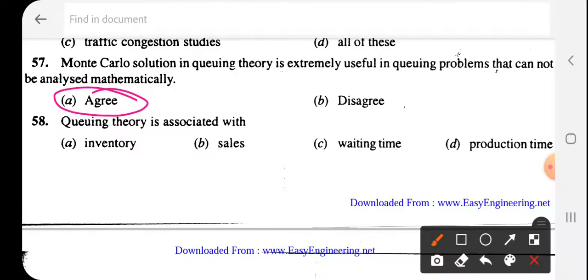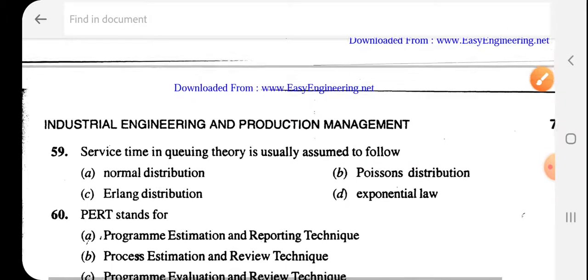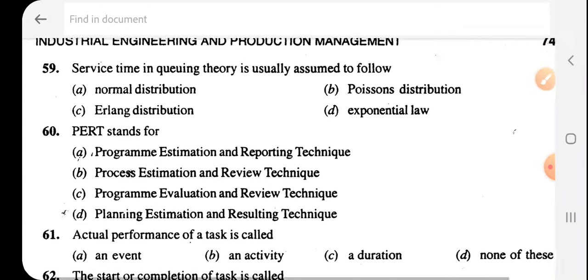Queuing theory is associated with... So queuing theory is associated with waiting time. So how much time you have to wait in this queue, and what is the queue length, these all come in queuing theory.